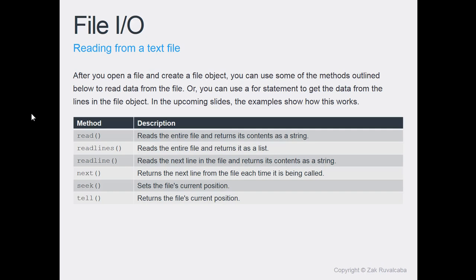Tell will tell the program where you're at within the current position, if you're seeking to a position or iterating through a position, and next basically allows you to return the next line within some kind of iterator. So if you're in a for loop, you can say readline and then next, and then readline and then next, and so on and so forth.